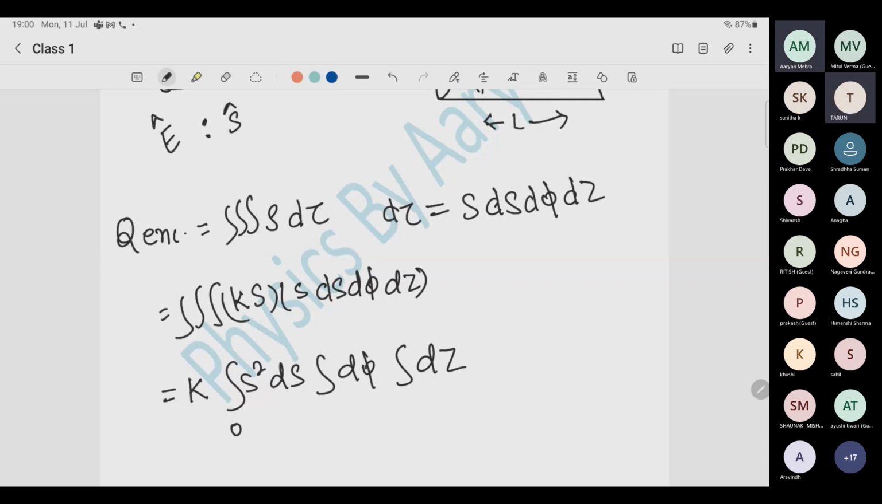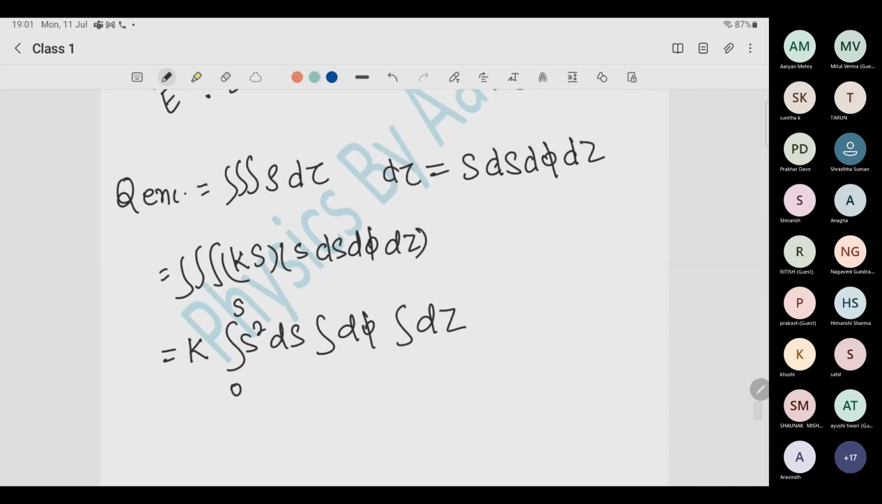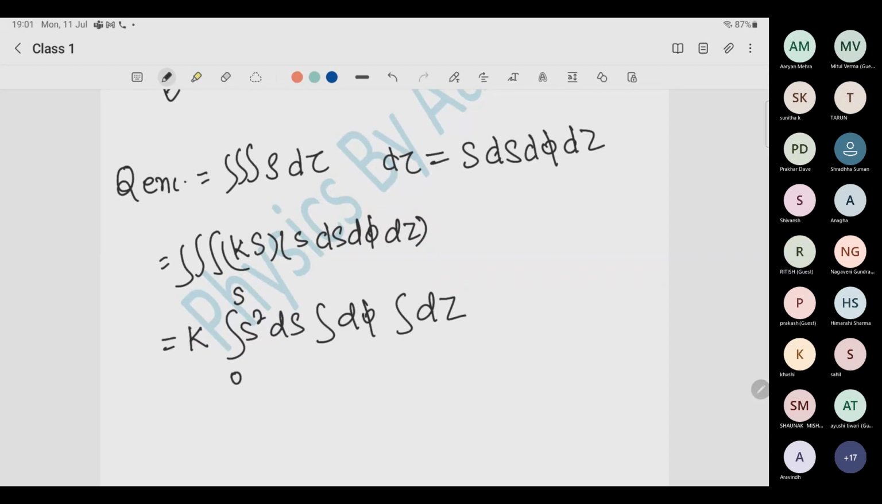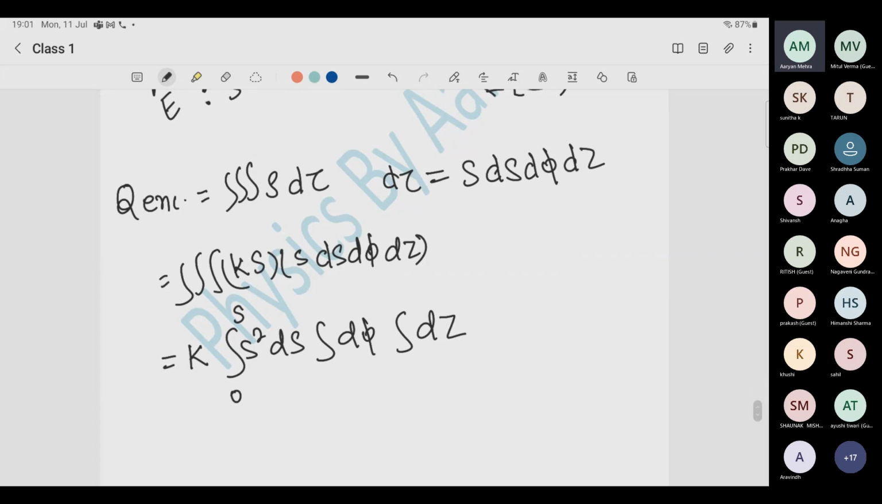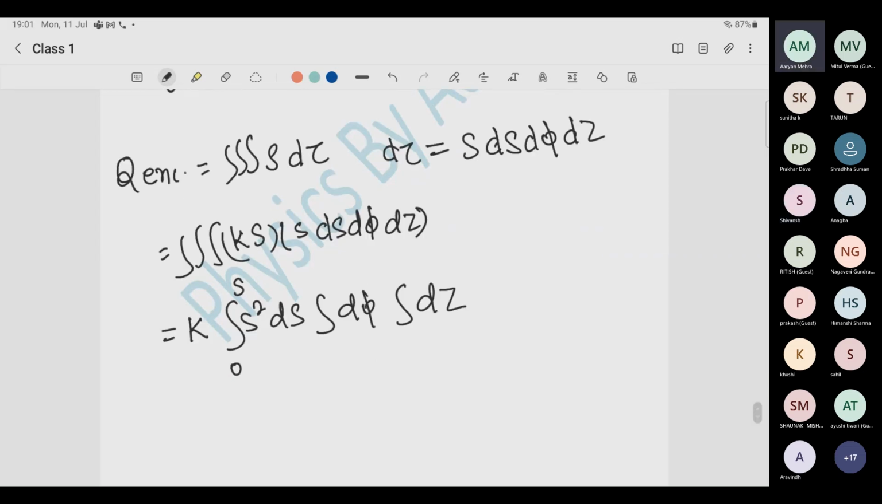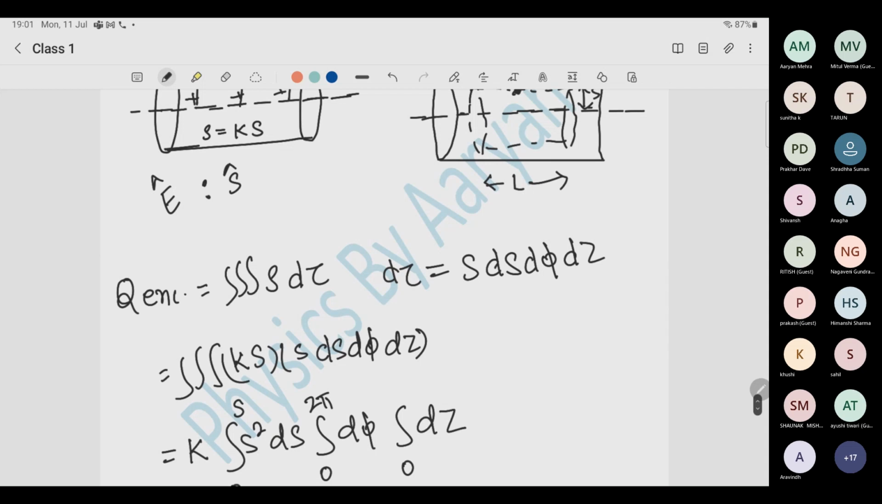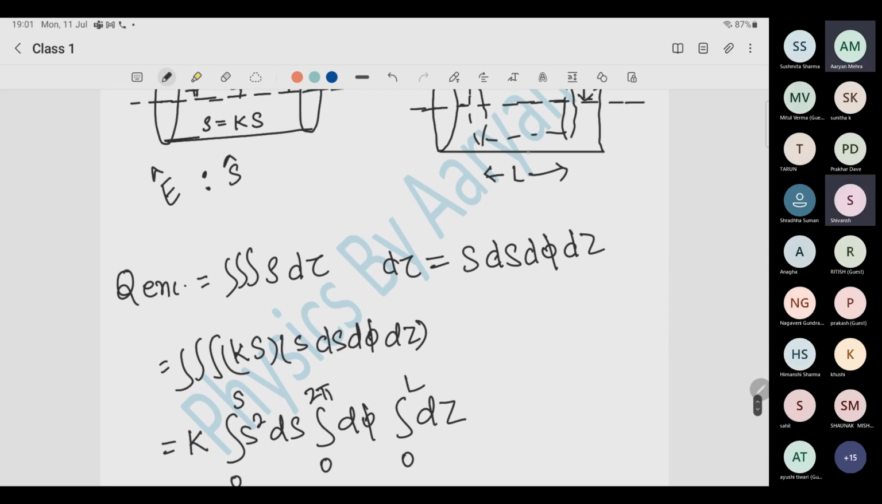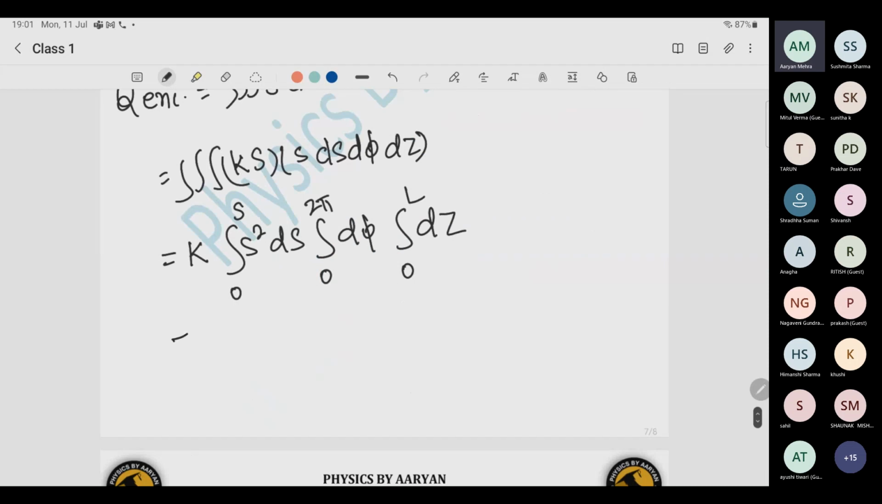Yes. Did everyone understand this? 0 to S, or is there any problem? What is S? No problem. Okay, perfect. So what is the limit of phi? 0 to 2 pi. And what is the limit of Z? 0 to L, the length of our Gaussian cylinder. So this will be 2 pi, this will be L, and this will be S cubed by 3. So 2 pi kL by 3 into S cubed.